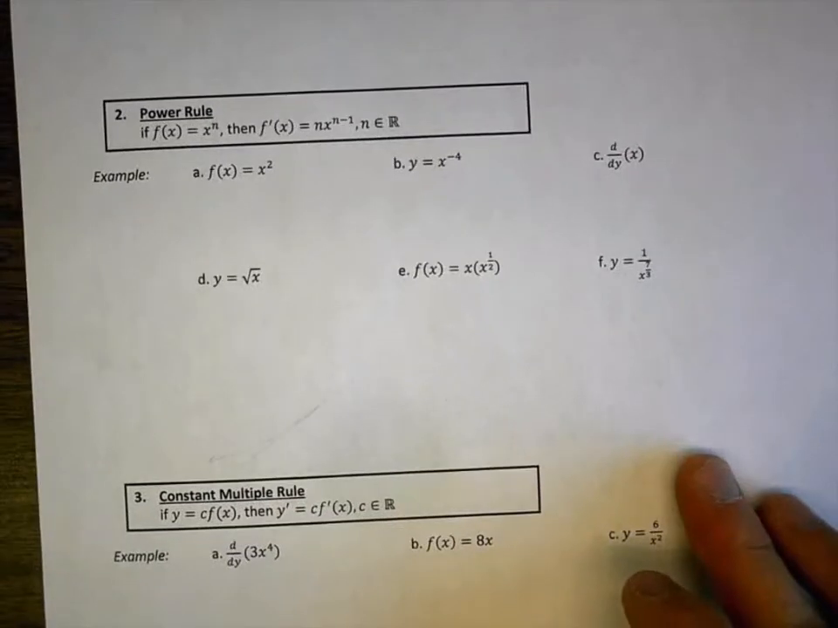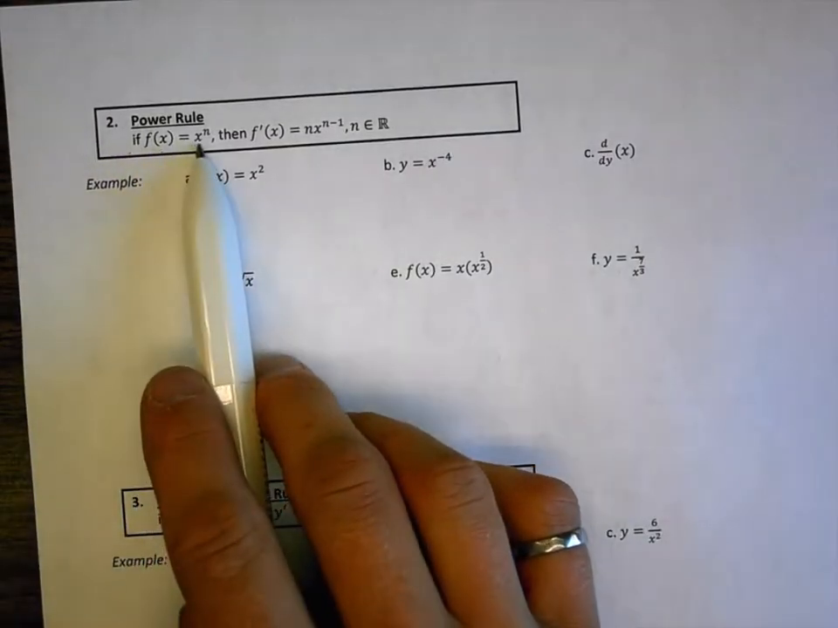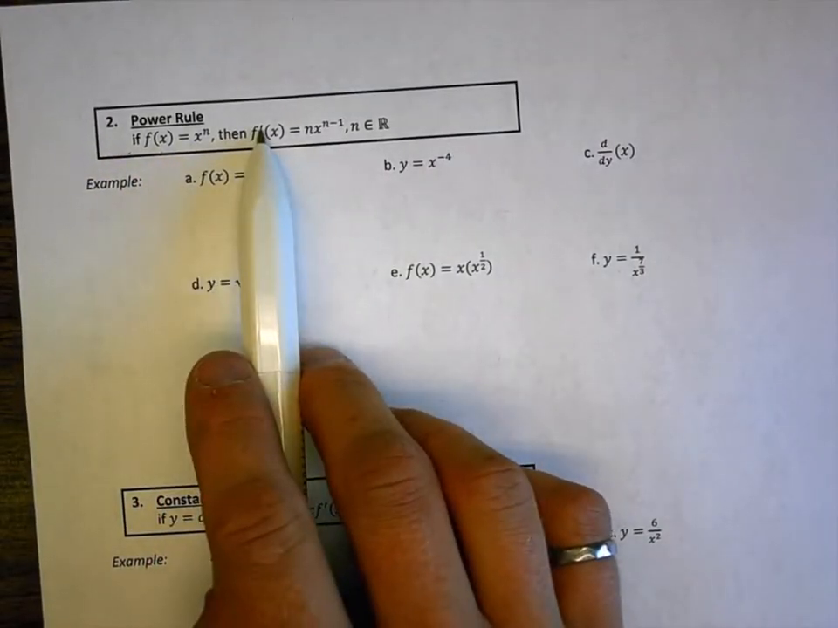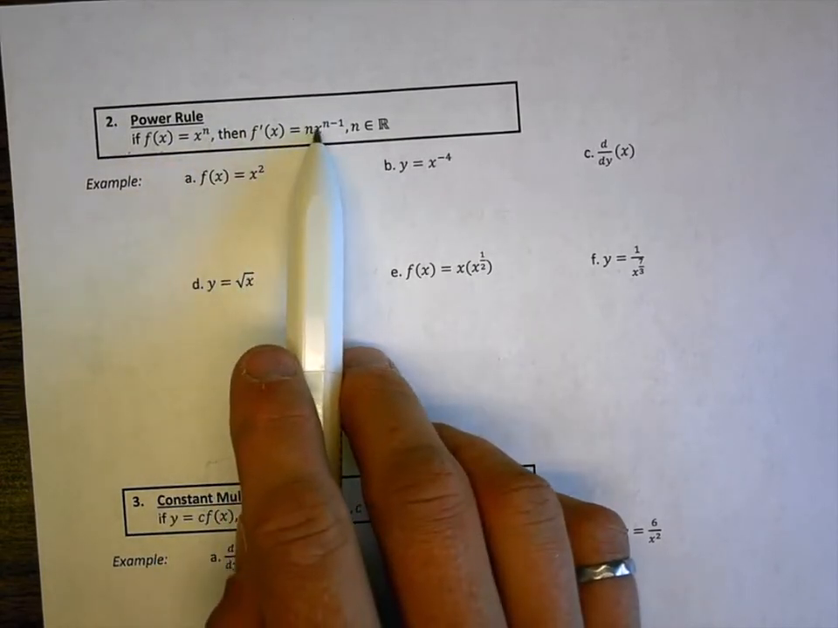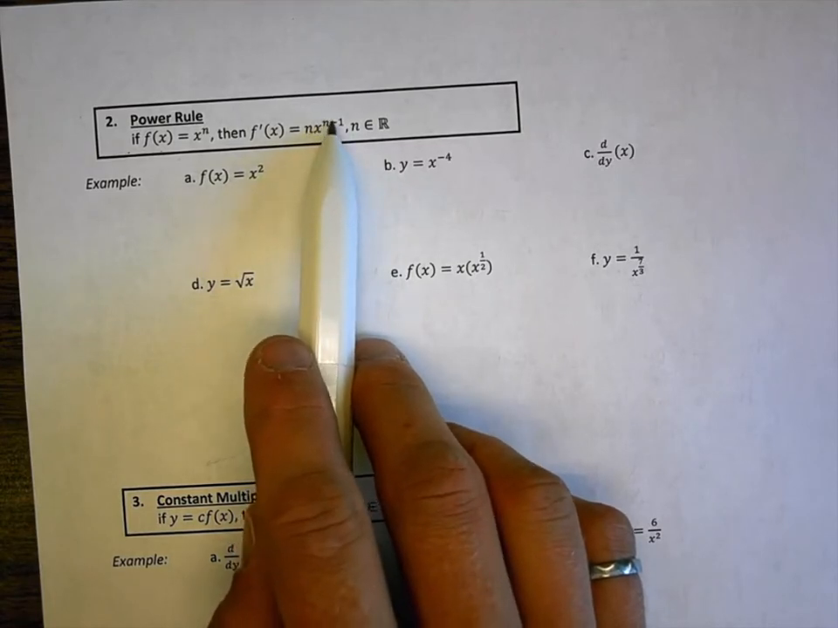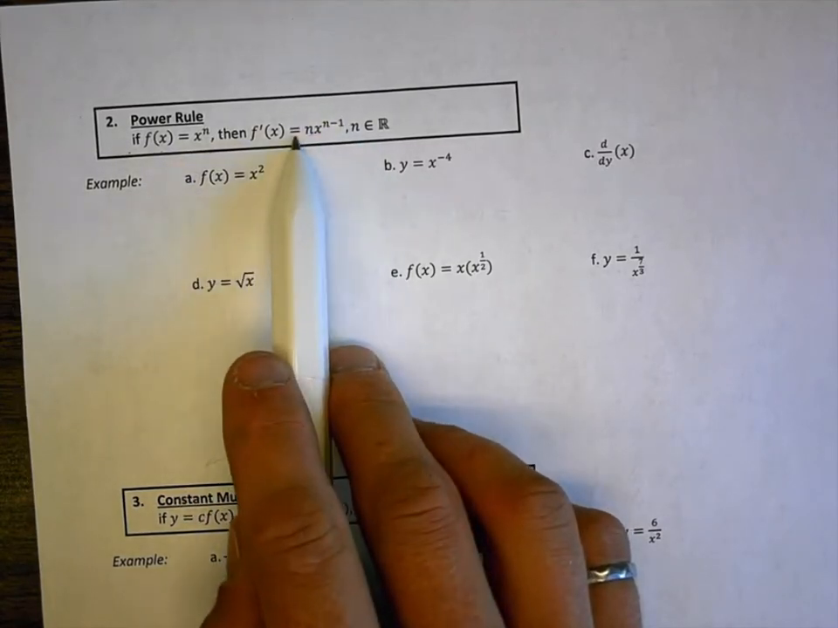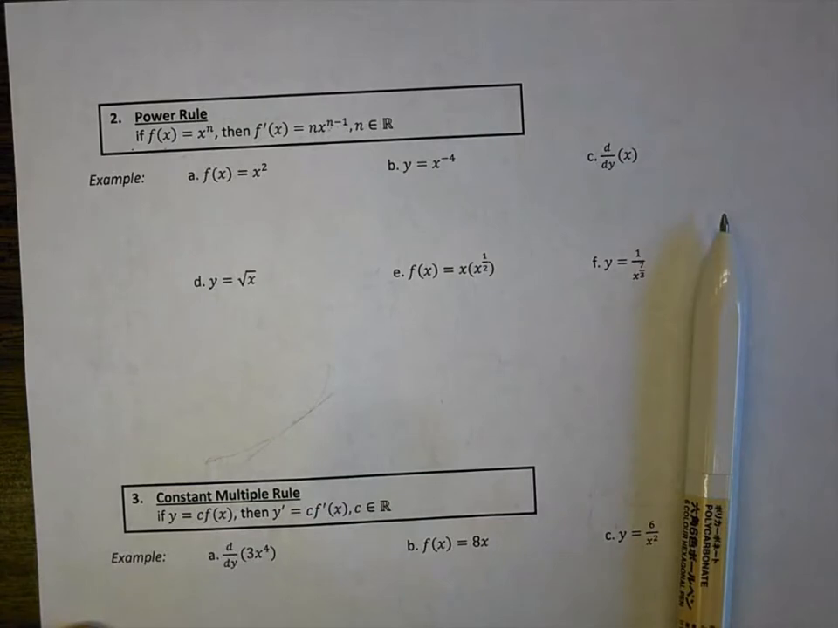Let's do the power rule. Now, power rule, starting to get more complicated. If f at x is equal to x to the power of n, then the derivative is n, which is the exponent, times x to the power of n minus 1. So if I had x squared, well, the 2 would come down here, and then the exponent would change to 2 minus 1, which is just 1.